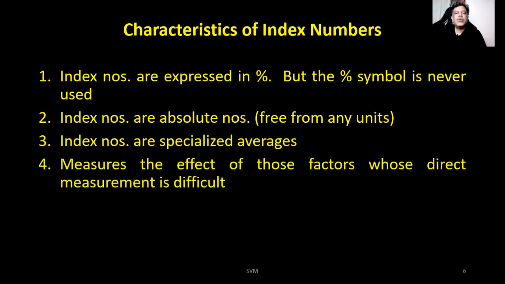It measures the effect of those factors whose direct measurement is difficult. For example, if you want to calculate inflation, it is difficult to calculate directly, but you can very well calculate the consumer price index or cost of living index. From that, you can understand how much the inflation is for the product. So the index number helps us find out that effect, where it is difficult to find the inflation in percentage directly, but you can find it using a consumer price index, or what you also call a cost of living index.